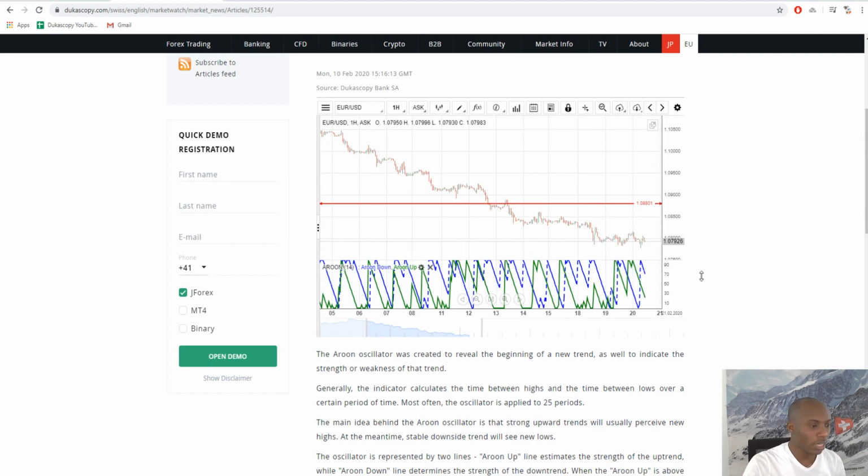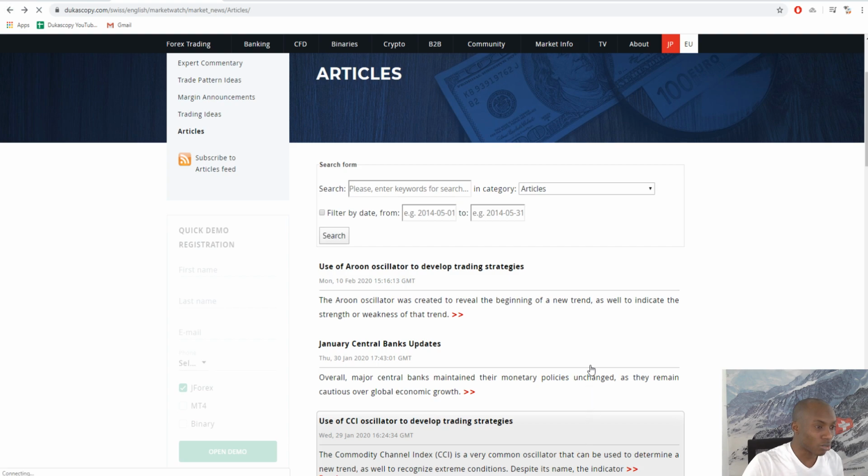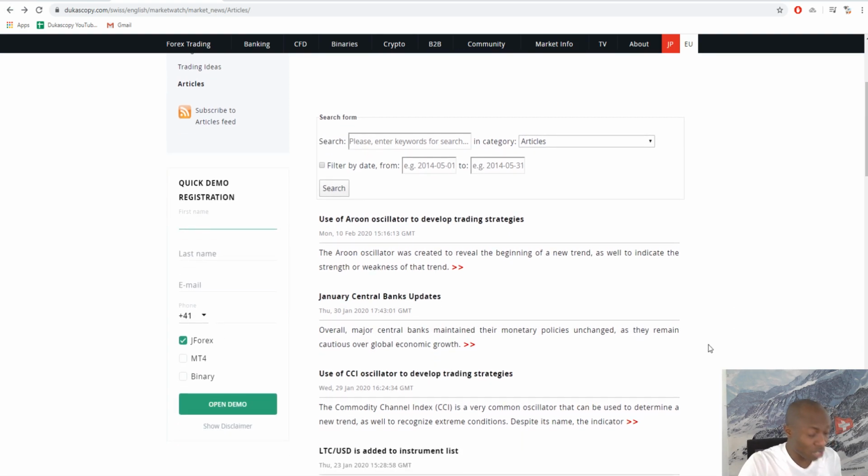So let's continue. What is the Aroon indicator? This indicator was created to reveal the beginning of a new trend, as well as to indicate the strength and the weakness of that trend. In other words, this oscillator is almost the same as what I was talking about previously, but this one is quite a little bit different.